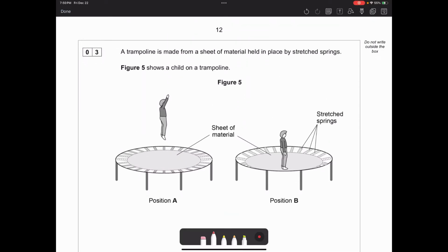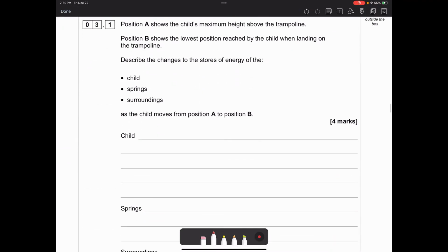Okay, question 3 then. A trampoline is made from a sheet of material held by stretched springs. Figure 5 shows a child on a trampoline. You've got the child at position A and at position B. You can see at B the springs are being stretched. Position A shows the child's maximum height above the trampoline. Position B shows the lowest position reached by the child when landing on the trampoline.